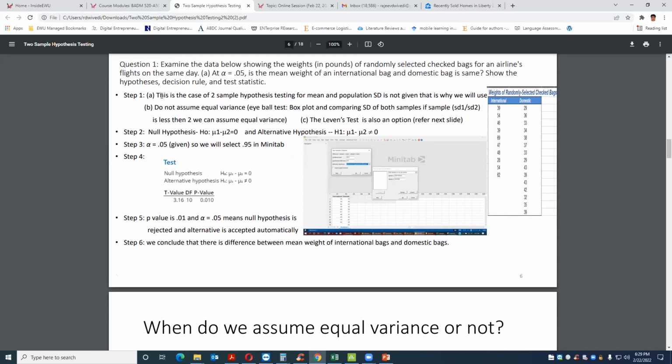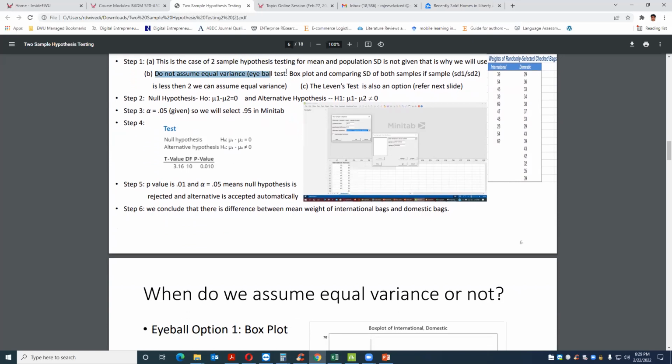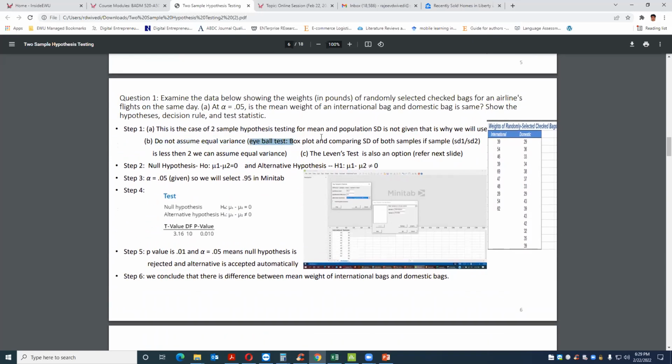So I can clearly see this is a case of two-sample hypothesis testing for the mean, with population standard deviation not given. So we can use a very simple test. These are independent. Do not assume equal variance. Eyeball test: box plot, comparing the standard deviation of both samples. So I'm going to show you how to do it. Actually, I learned this, or my teacher taught me this when I was in my undergraduate. He taught me how, if you don't have a calculator, you can check whether it is equal variance or unequal variance. Still I retain that knowledge.